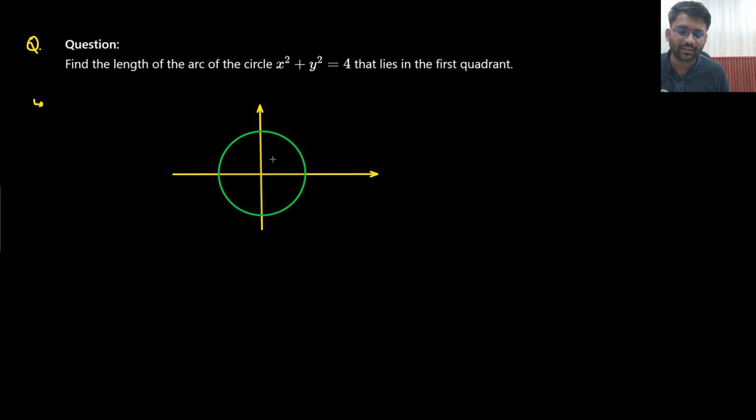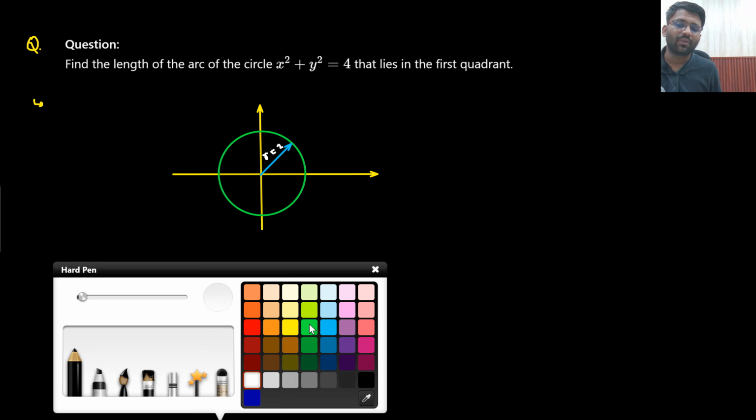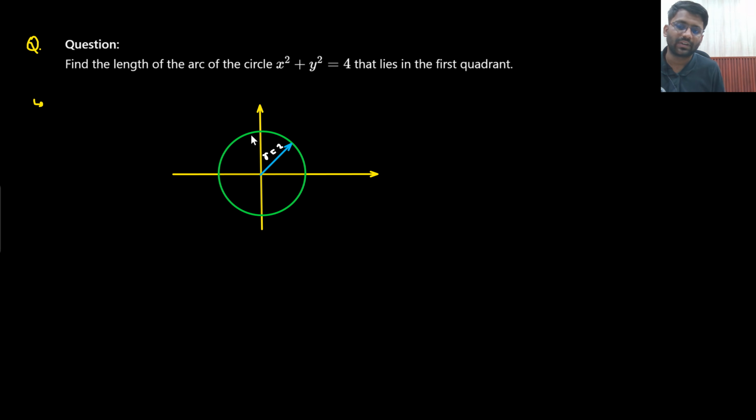And what is the radius here? The radius here is nothing but 2, right? X square plus y square equals to 4, radius is 2. But we only need to care about the circle in the first quadrant. This is the first quadrant which we need to care about. That means we don't need to care about this much circle. So now what is the arc length?